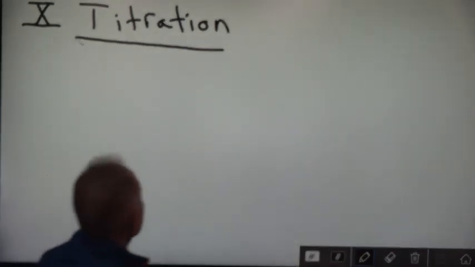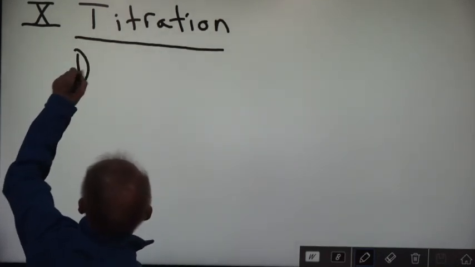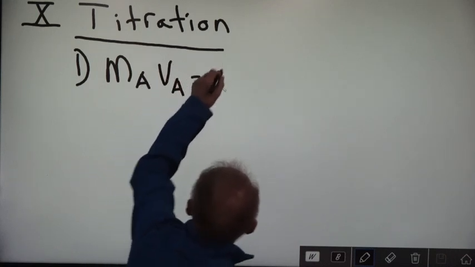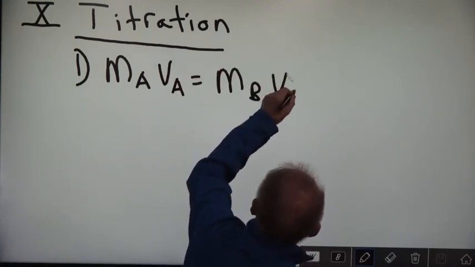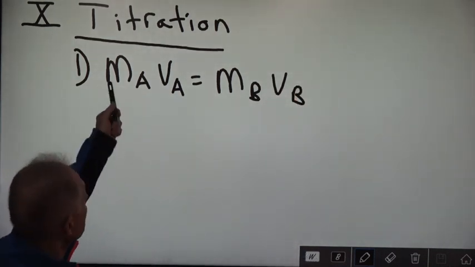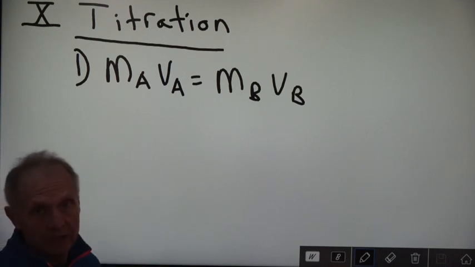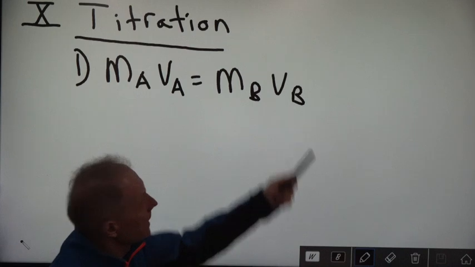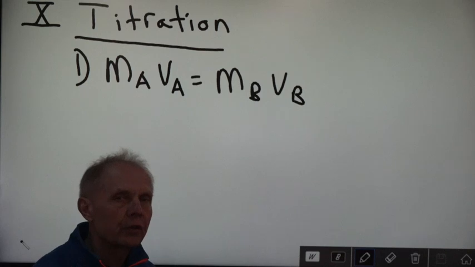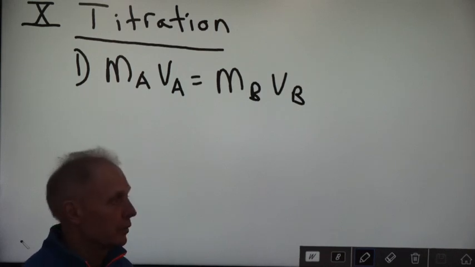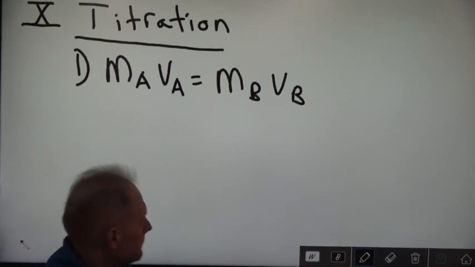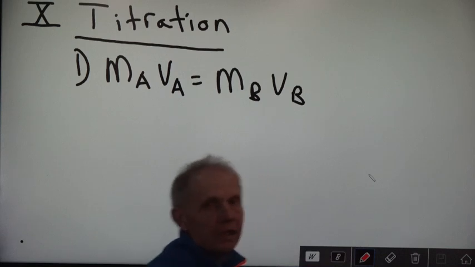So, the formula is the molarity of the acid times the volume of the acid equals the molarity of the base times the volume of the base. So you have one unknown and three knowns. Okay, we're going to do two experiments with this after I show you how to do these equations. Okay, so here's the question.